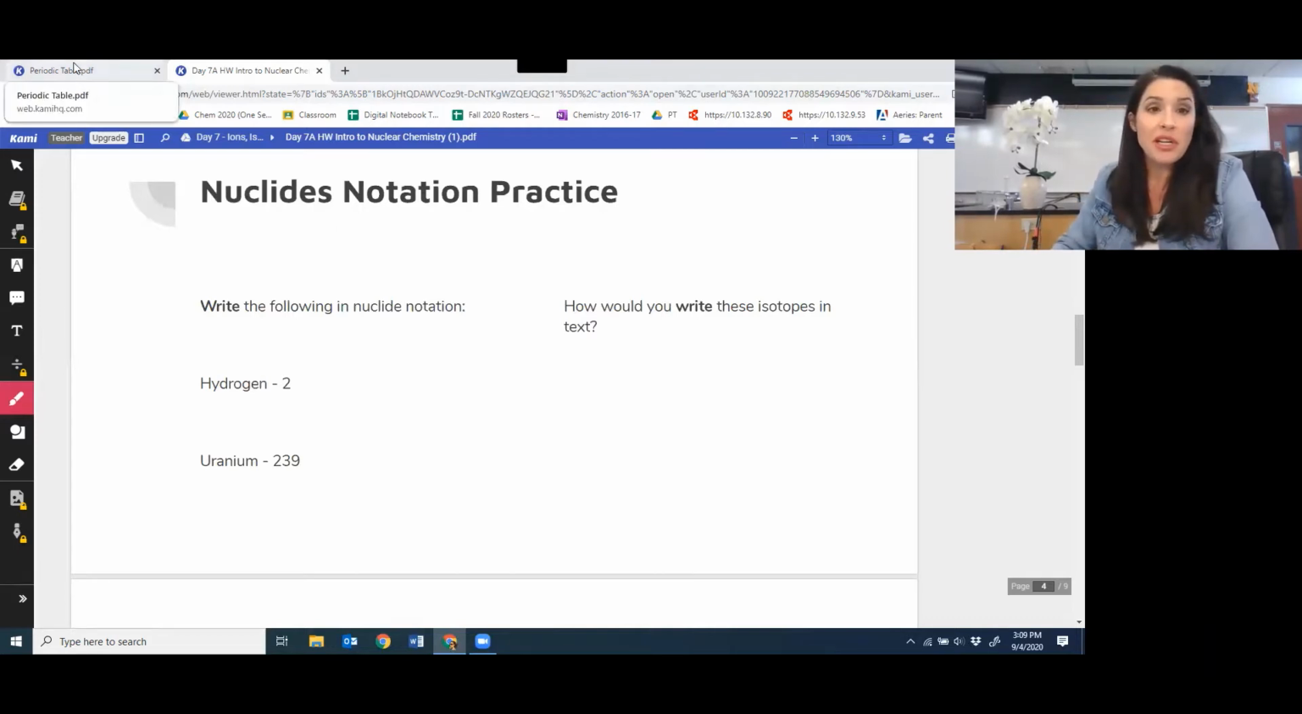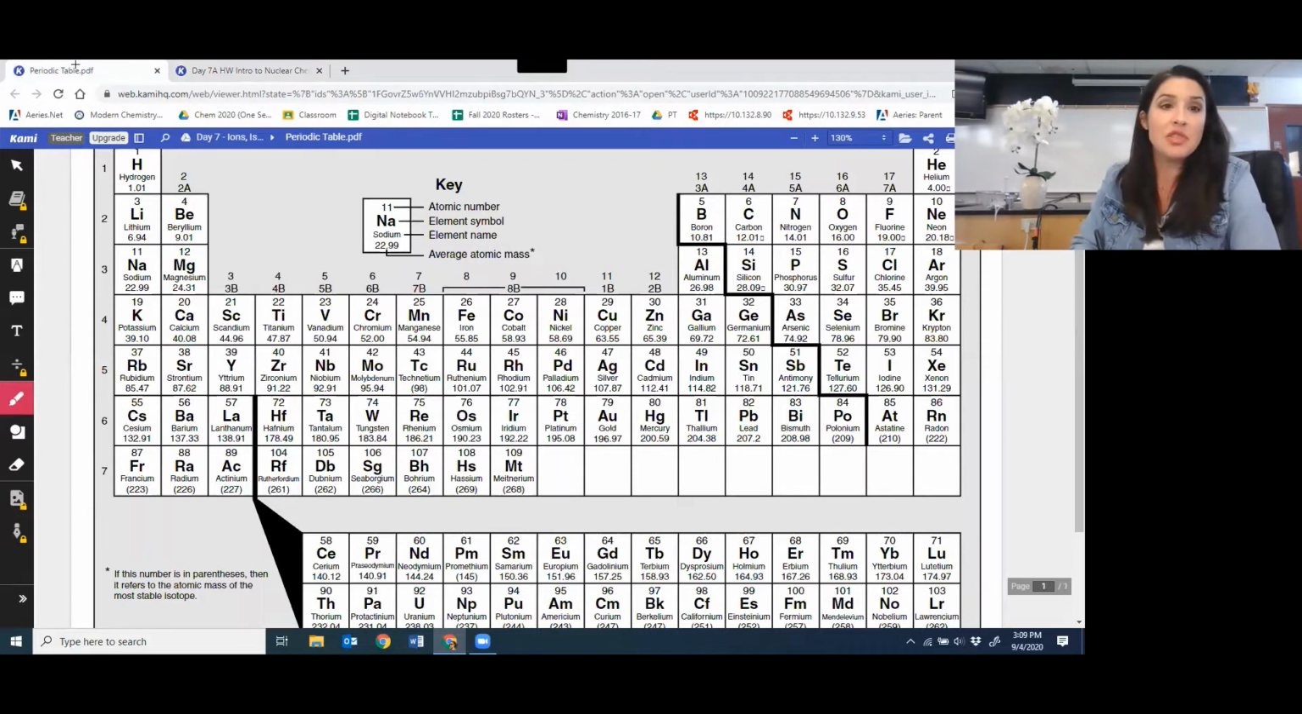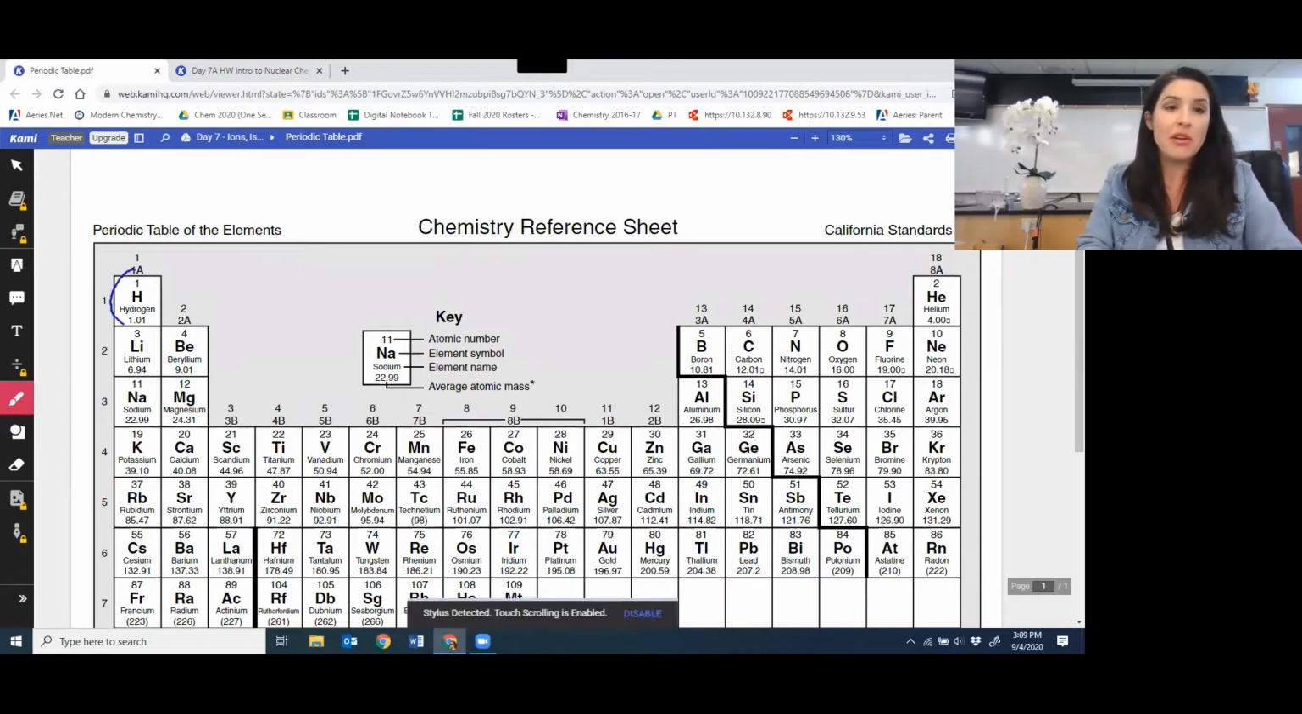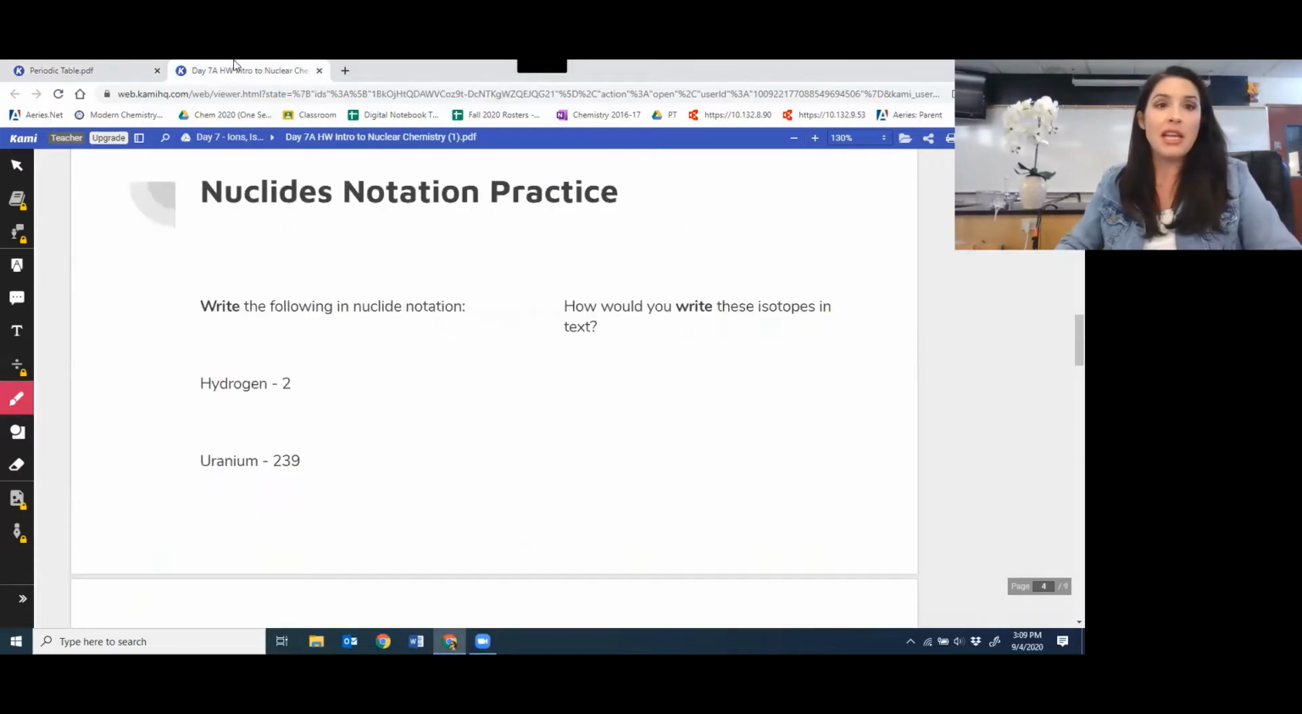If I look at my periodic table and I try to find hydrogen, here it is up at the top, hydrogen. I see it has an atomic number of 1, so I'll make a note of that. Come on back here and write out my chemical symbol H and its atomic number 1. Now this number here is our mass number, so it's just going to live right up here on the superscript before the element.